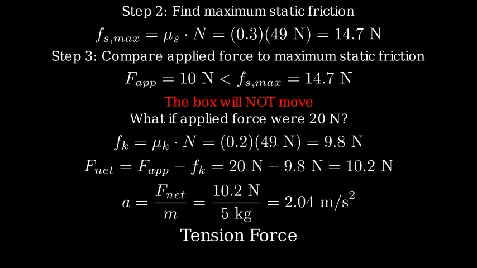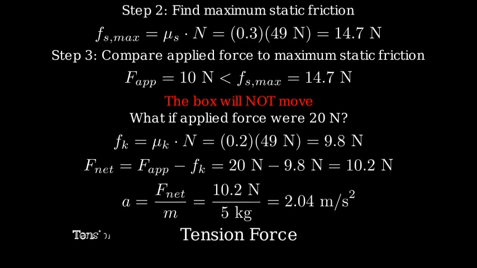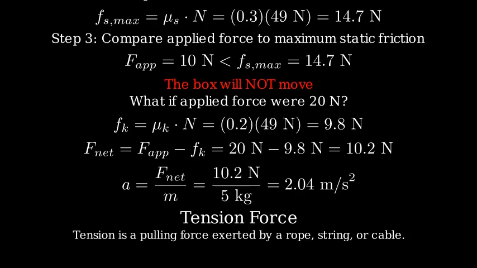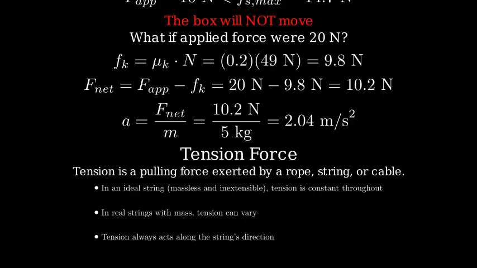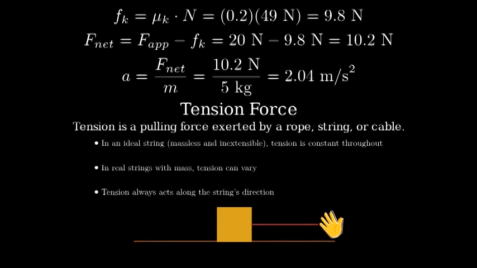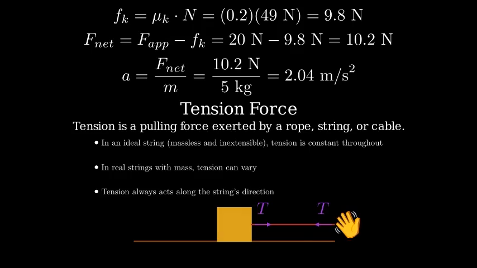Let's move on to another common force, tension. Tension is a pulling force exerted by a rope, string, cable, or similar object on another object. Tension always acts along the rope or string. For an ideal string, which is massless and inextensible, the tension is the same throughout the string. For real strings with mass, the tension can vary along the string. Let's look at a simple system where a box is being pulled by a rope.